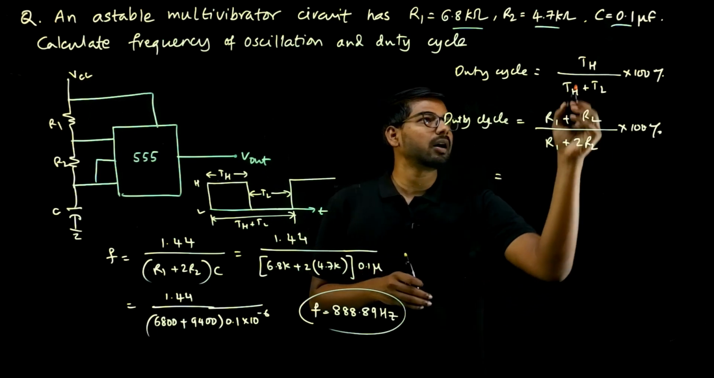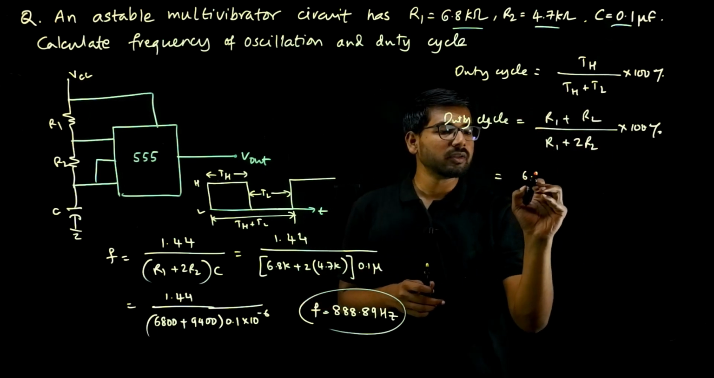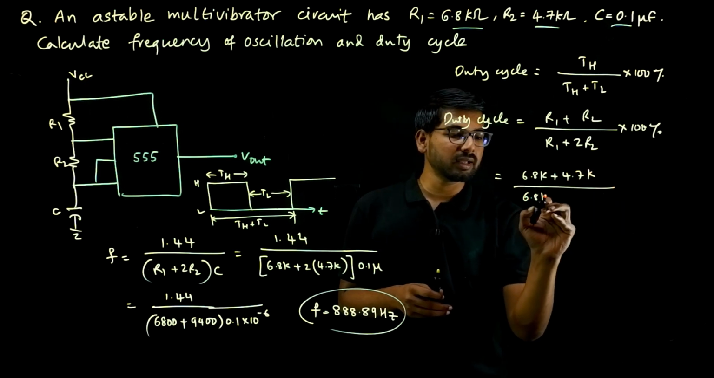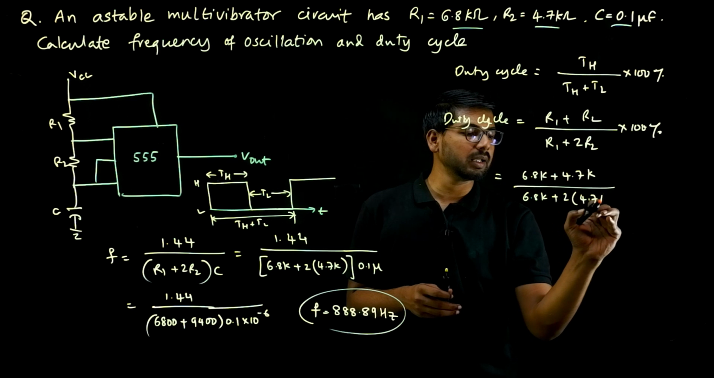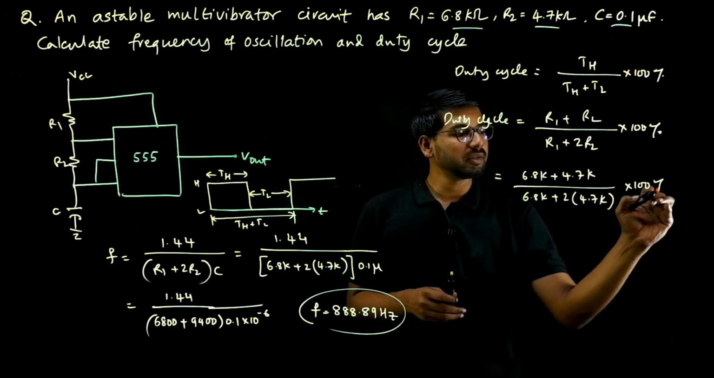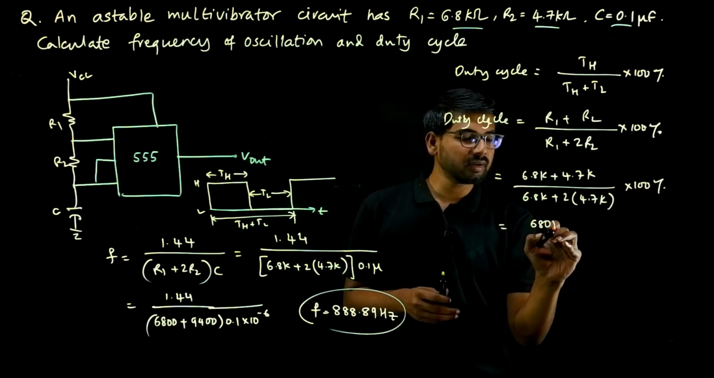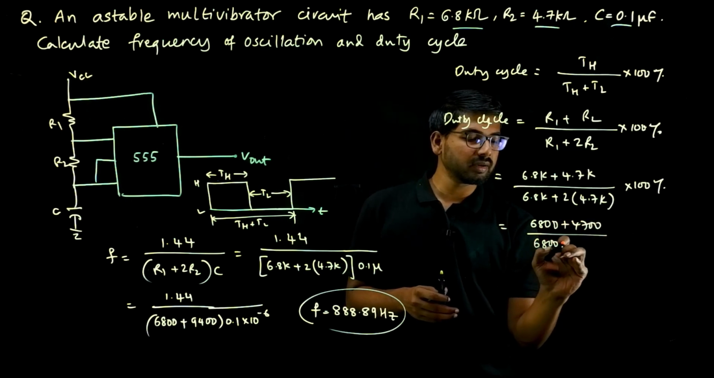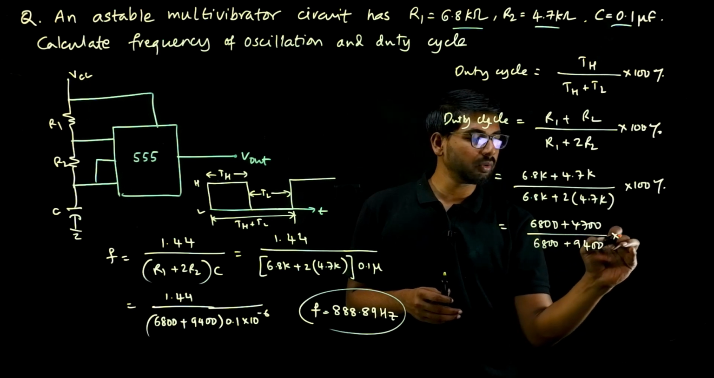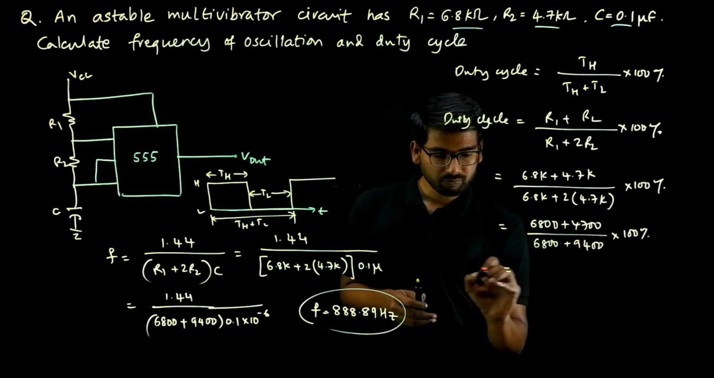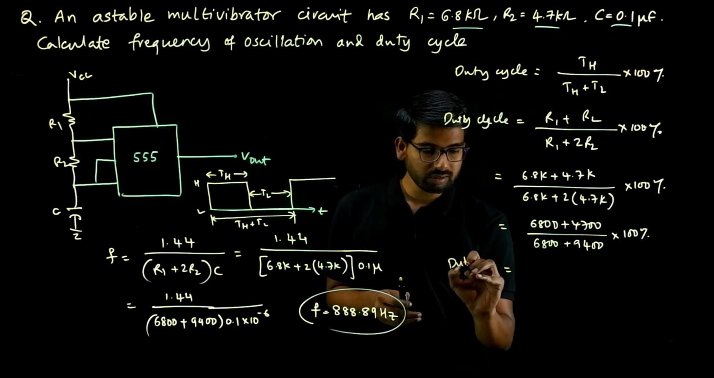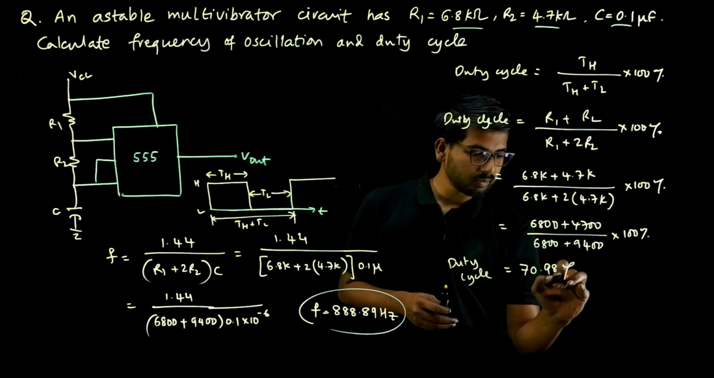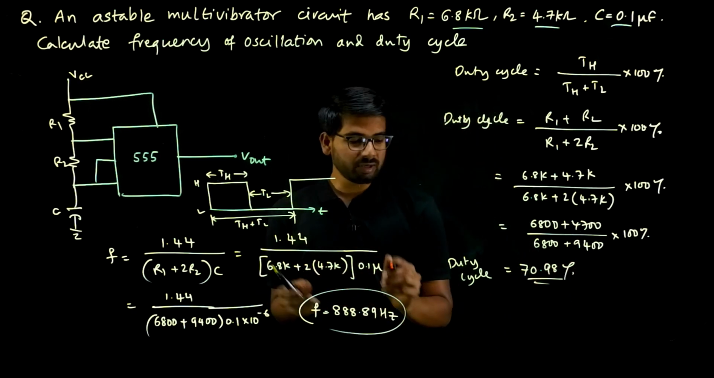So what do I get here? R1 and R2 are 6.8K and 4.7K. That is (6.8K plus 4.7K) by (6.8K plus 2 into 4.7K) into 100%. So that is (6,800 plus 4,700) by (6,800 plus 9,400) into 100%. That will be a duty cycle of 70.98%.